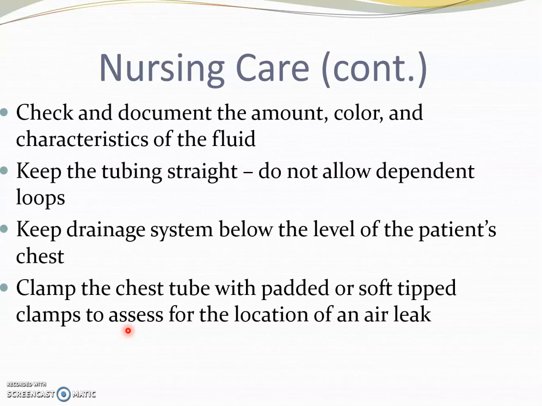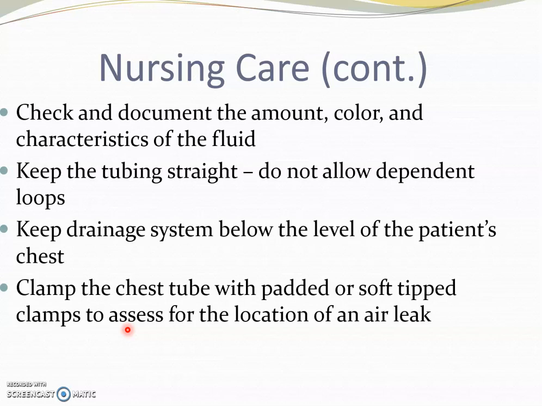You start at the patient and work your way down to the drainage collection system, checking for the air leak, clamping and unclamping. You're looking for the bubbling to stop when you clamp. When the bubbling stops, it gives you an idea of where the air leak might be. If it stops immediately on the first clamp at the insertion site, the air leak's within the patient. And if it doesn't stop until you get to the drainage collection system, then that's where the air leak's occurring.